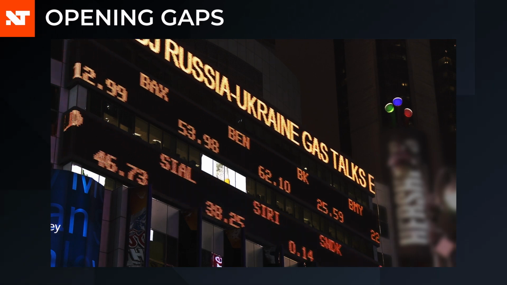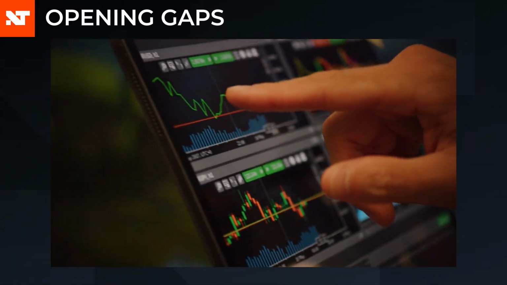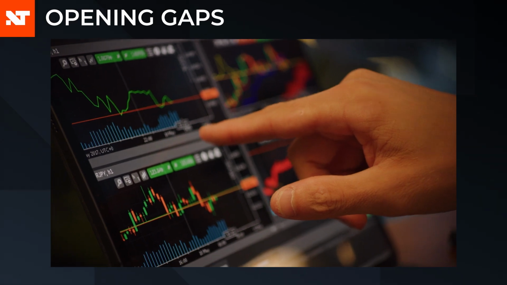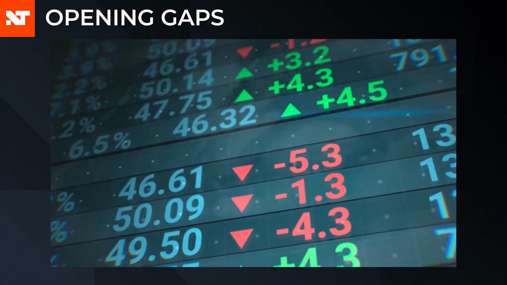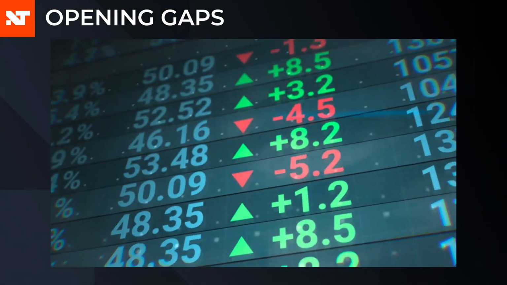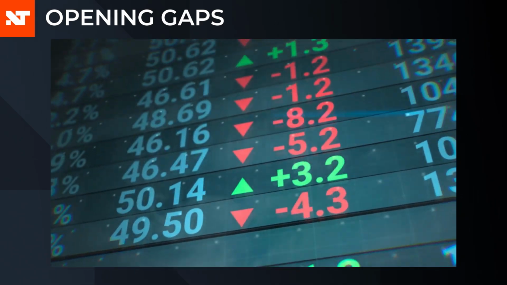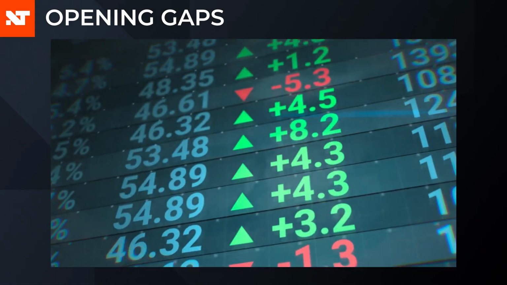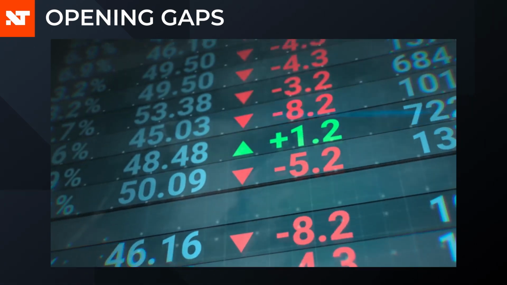Opening gaps. In today's world of 24-hour Globex markets, a trader might think that the concept of opening price gaps may be an obsolete subject. And although it is true that extended market hours have reduced the number of opening gap opportunities, there are still many agricultural commodity futures that don't trade overnight.